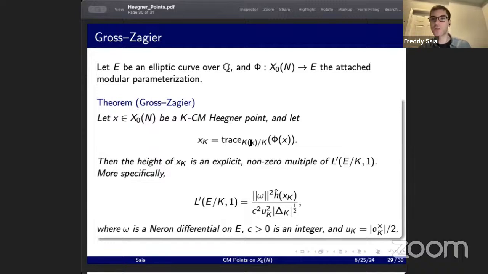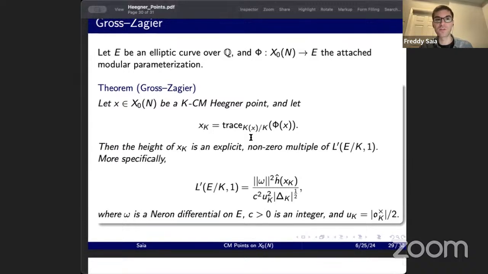Or in other words, take all those points, push them forward to E, and then take their sum in E, because E is an abelian variety, you can add points. That's what I mean by the trace here. Then you're getting something on E that is Galois invariant over K. So you're getting a well-defined point with residue field K on your elliptic curve. And Gross-Zagier is relating the canonical height of that point to the first derivative of the L function of E over the CM field K at 1.